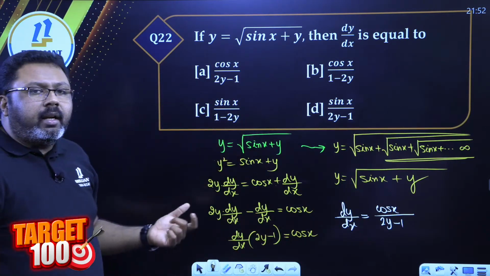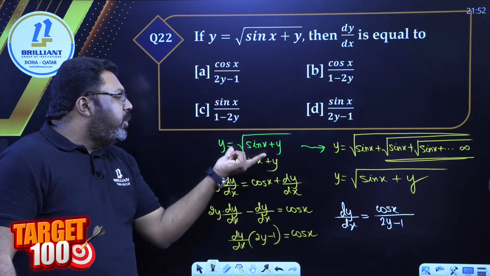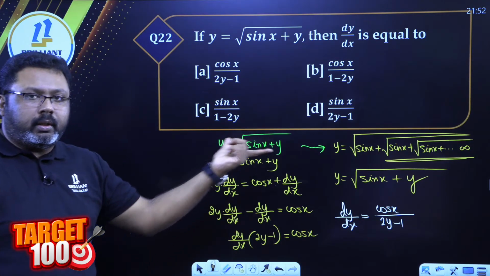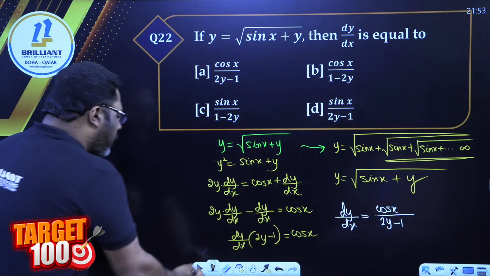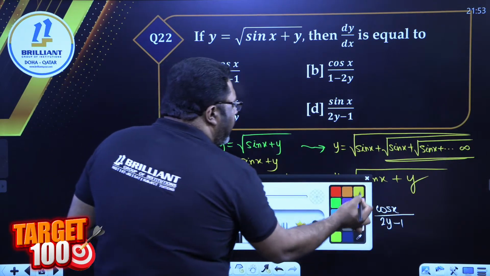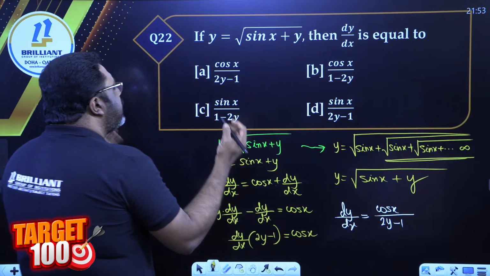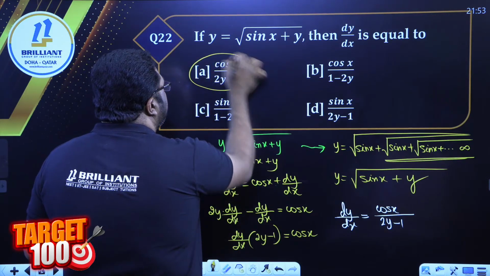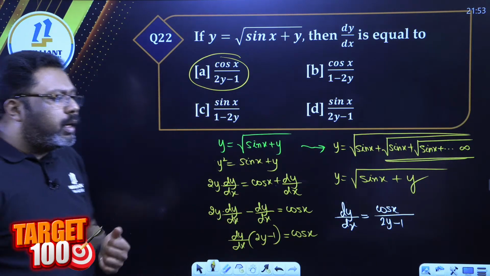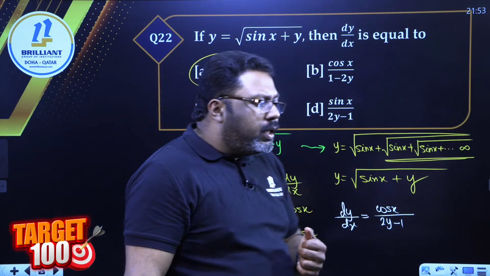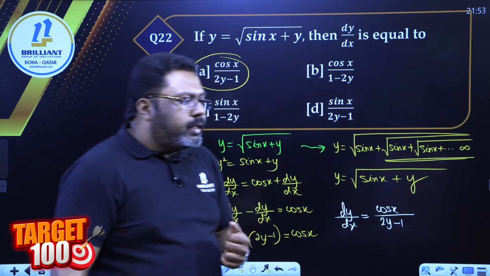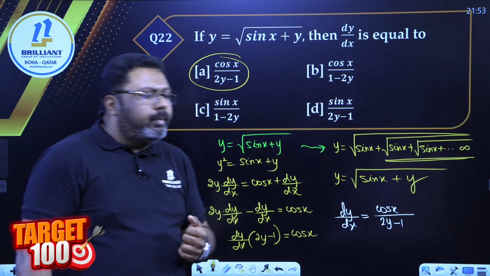I squared it to avoid the confusion that is going to be created by the derivative of root. Okay? It's a very good trick you can apply. Whenever your function looks like a square root, just square it. Cos x by 2y minus 1. Option A. Yes, right answer. Prapti, Hafiz, Sana, Nitin, Abin, Hadia and Abdul.